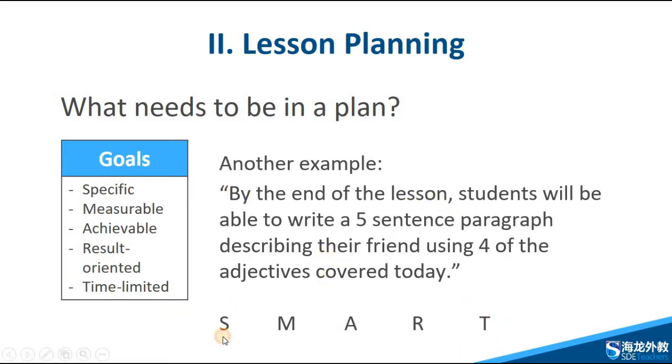So let's have a look. Is it specific? Yes, we've got a clear description of what kind of paragraph this is, what it's going to describe, what kind of language it's going to use. Is there a measure? Yes, 5 sentences, 4 adjectives. Is it achievable? Well, once again, we can't be sure without knowing the specific level of the students, but perhaps we can just assume in this case that the teacher knows them well enough and can judge what they're capable of. Then, is there a result? For sure. 5-sentence paragraph, 4 adjectives, we can measure that, we can see whether or not the result meets our requirements. And is there a time limit? Yes, this needs to be completed within the lesson.